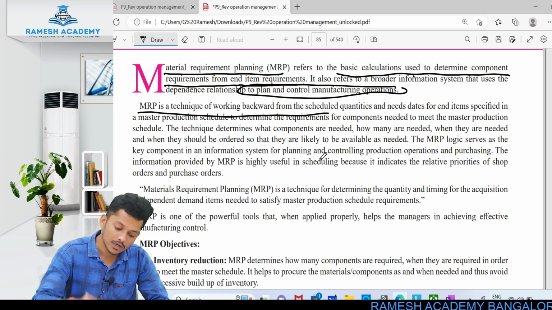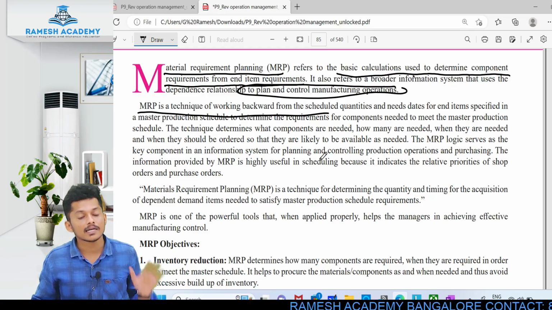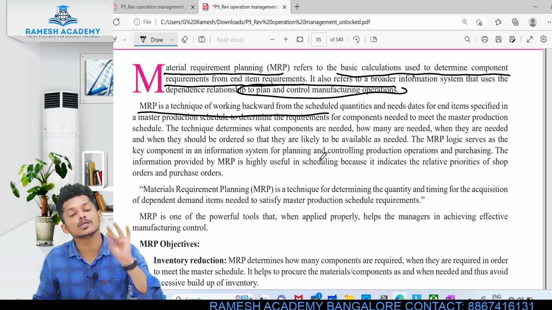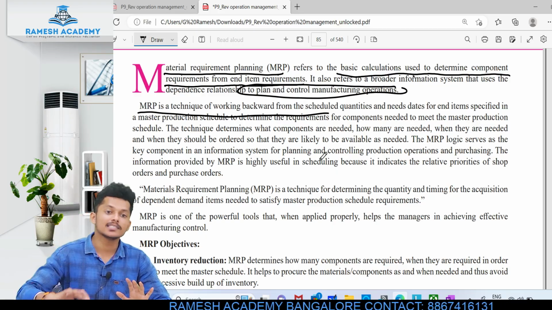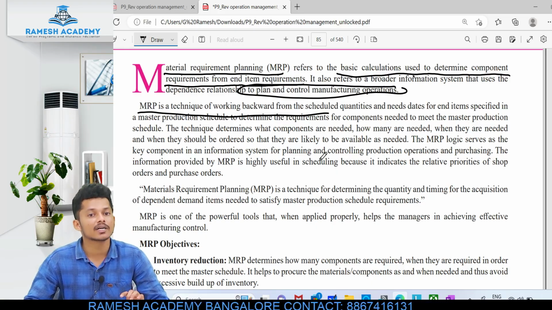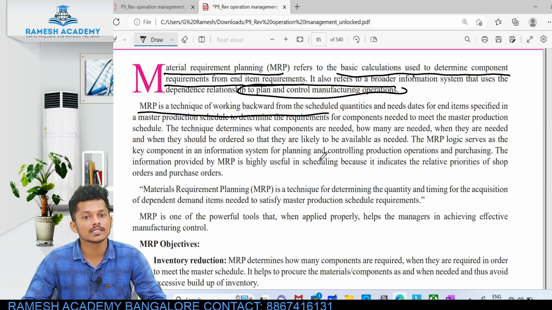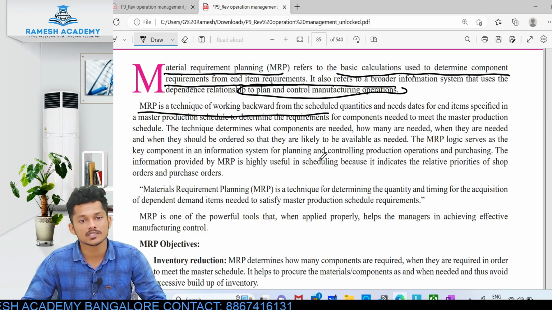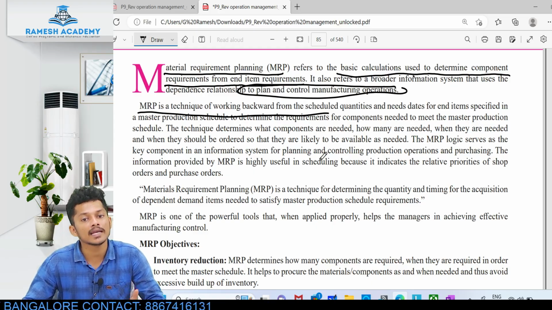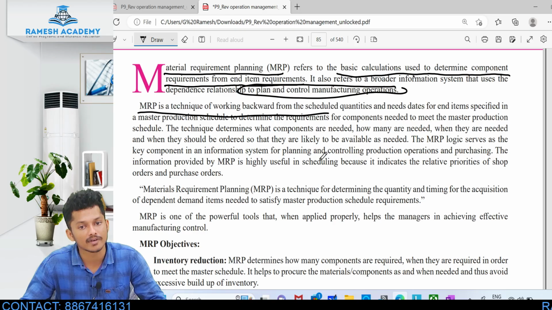Then, what did you understand of MRP? MRP is an information system that plans and controls the manufacturing operation. And MRP is a technique of working backward from the scheduled quantities to determine the quantities of components needed to meet the master production schedule. The technique determines what components are needed, how many are needed, when they are needed, and when they should be ordered, so they are likely to be available when needed.